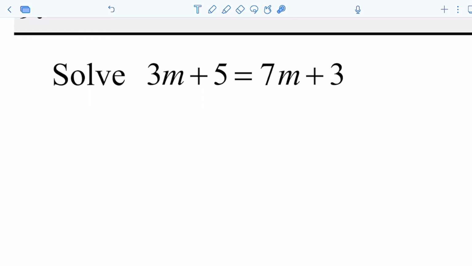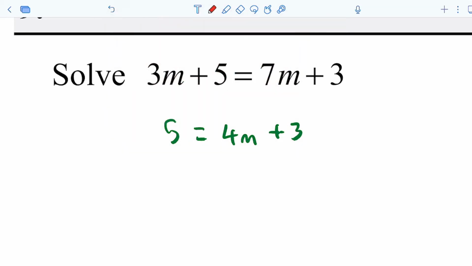Either is perfectly acceptable in any exam. Question 9, we need to solve 3m plus 5 equals 7m plus 3. Okay. So same thing, we need to eliminate one of the m terms, and we do so by taking one away from the other. So if we take 3m away from both sides, we are left with 5 is now equal to 4m plus 3.